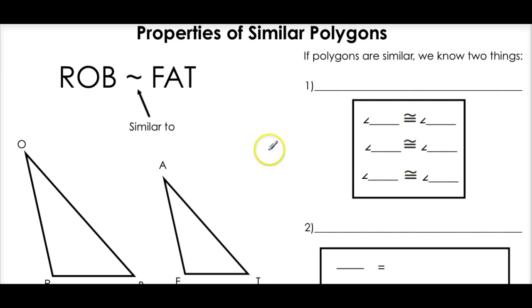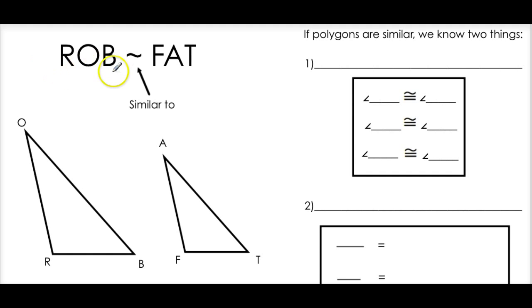So what are the properties of similar polygons? There are two properties that you need to know about similar polygons. Let's say we knew this: triangle ROB is similar to triangle FAT. And this symbol right here, this little wavy sign, that means similar. So if we knew triangle ROB is similar to FAT, the first thing we know is that the angles are congruent. In all similar triangles, all the angles are congruent.